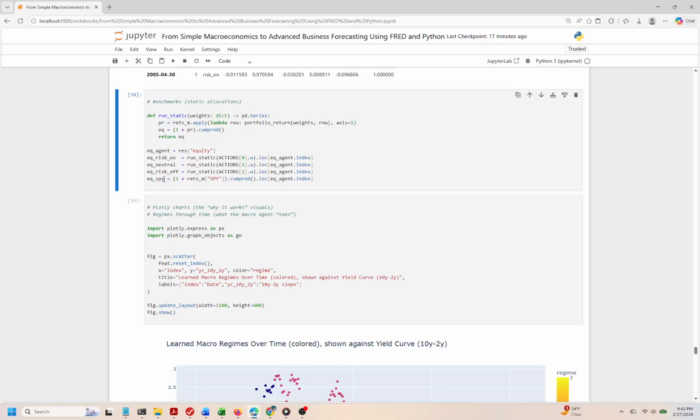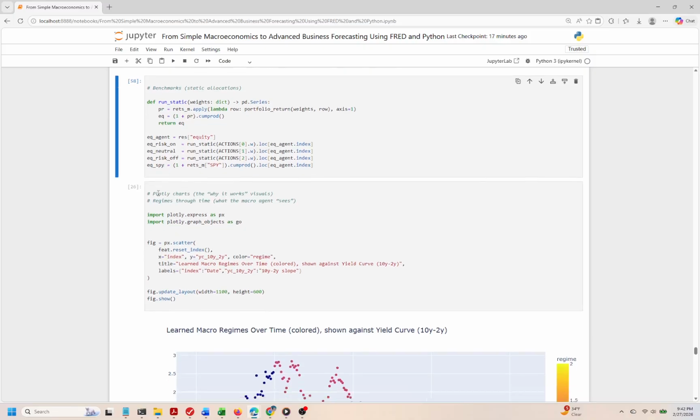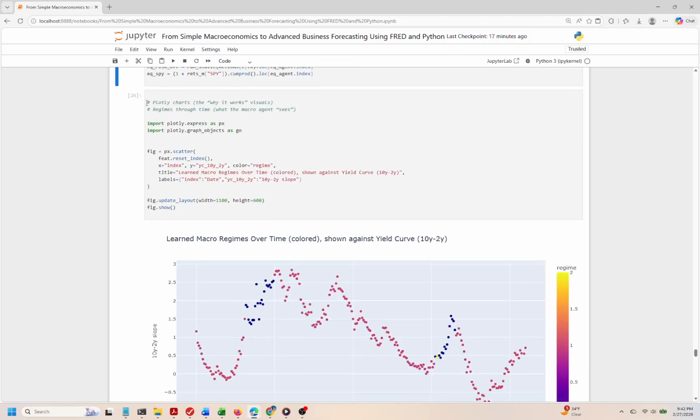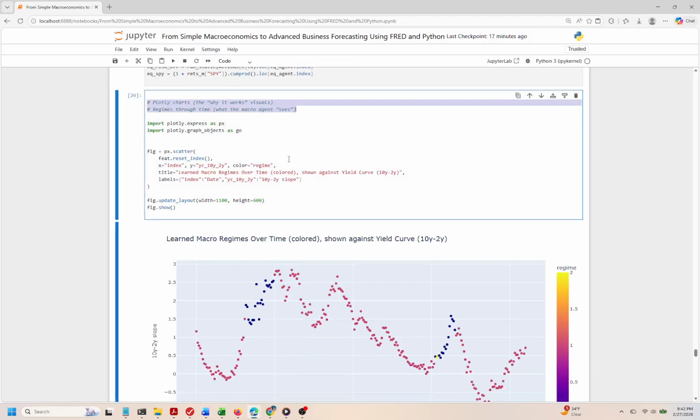Cell 30. In this cell, we're creating a visual representation of the macroeconomic regimes over time, specifically focusing on the slope of the yield curve between 10-year and 2-year bonds. This visualization is vital because it helps us understand how different economic conditions relate to changes in interest rates, giving insight into potential future movements in the economy.